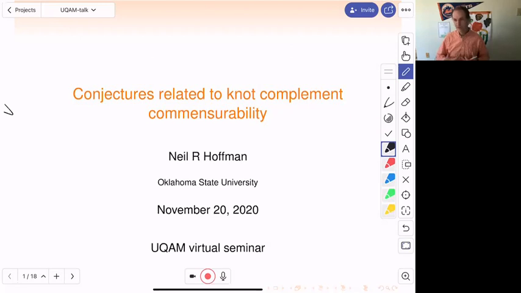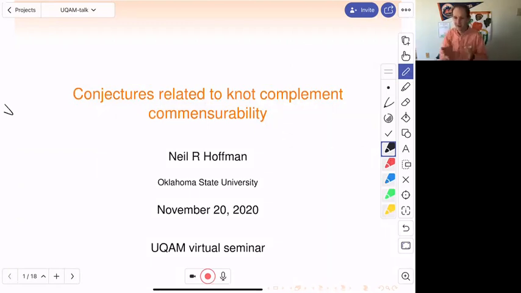My goal for the talk is to really state a number of conjectures related to this one problem of non-complement commensurability, which I'll define a little bit later. And these conjectures fall into two flavors. The first part of the talk, the actual conjectures, are going to be highlighting problems that are also of interest to people outside of this narrow subject area.